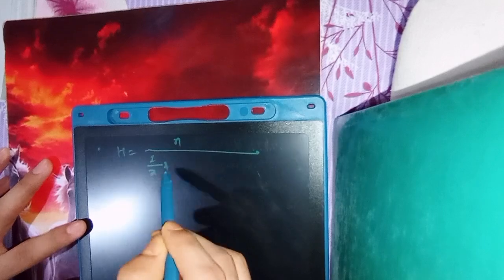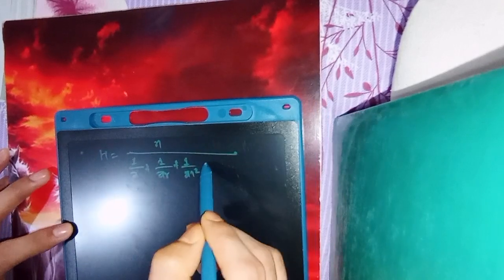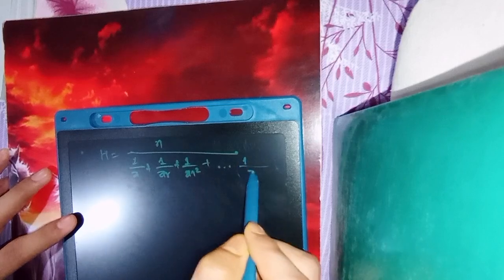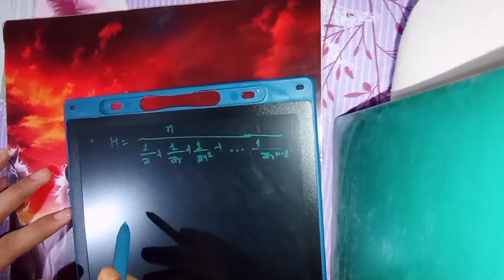The formula for the harmonic mean is n, the total number of observations, upon 1 by a plus 1 by ar plus 1 by ar square, and so on up to 1 by ar power n minus 1. You have to memorize the formulas for harmonic, geometric, and arithmetic mean.